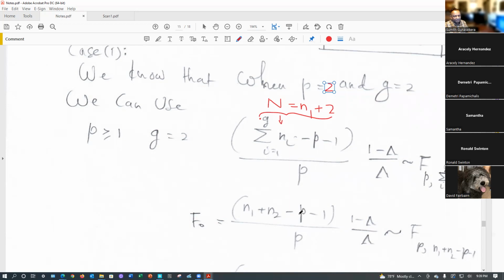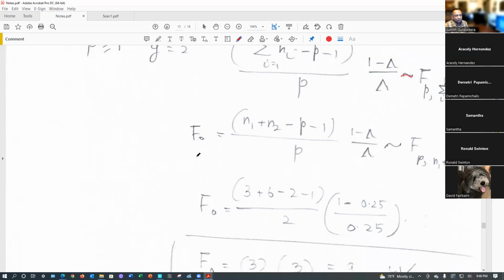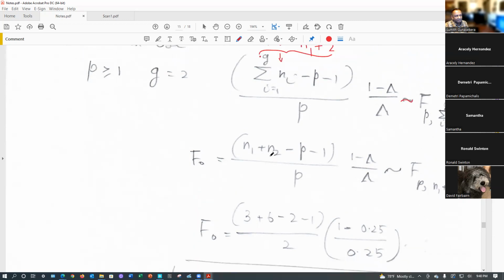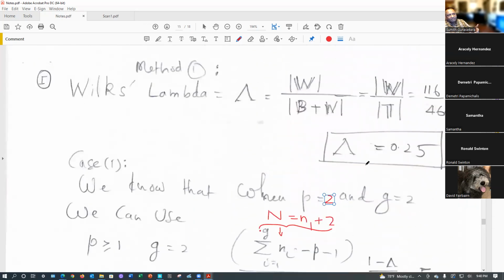P is the number of variables. And if that's the case, this would be your denominator. They're going to flip and come. This goes to the denominator, and this goes to the numerator. The same thing is repeated for the F distributed as this one. So I simplify this one, n1 plus n2 minus, and then I plug in my values. You can remember your lambda, 0.25.